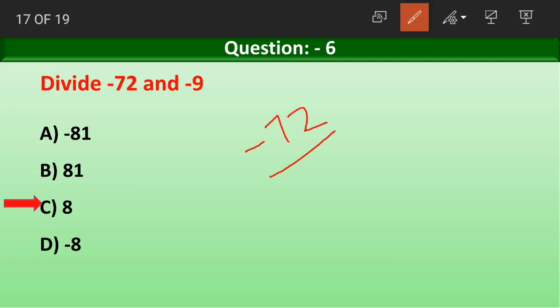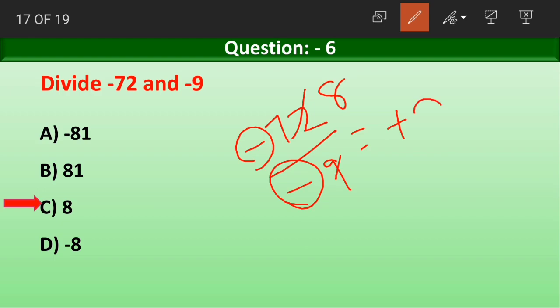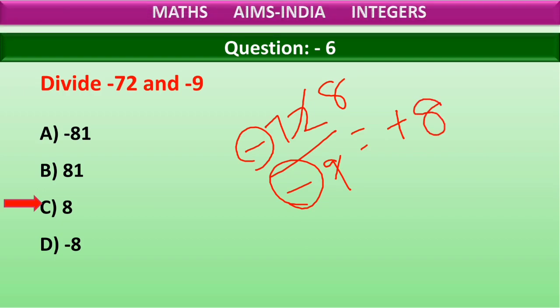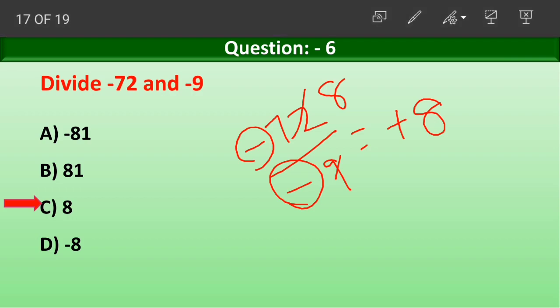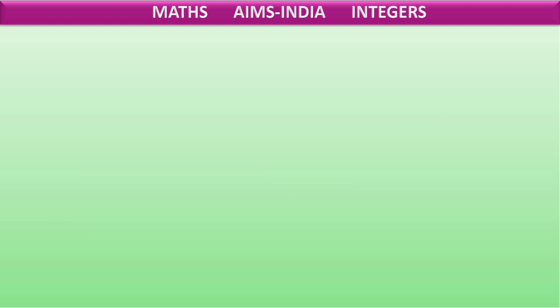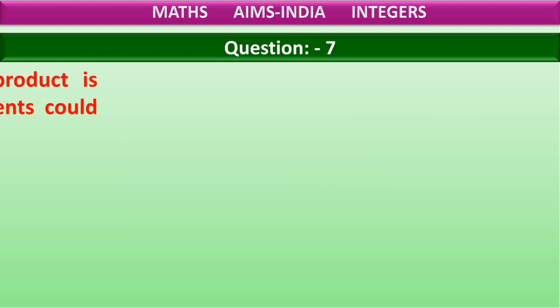How? Minus 72 divided by minus 9. Both the signs are same, so the result will be positive. 9 eights are 72. So the answer is plus 8. The answer of division between minus 72 and minus 9 is plus 8. Question number 7, the last question for the day.